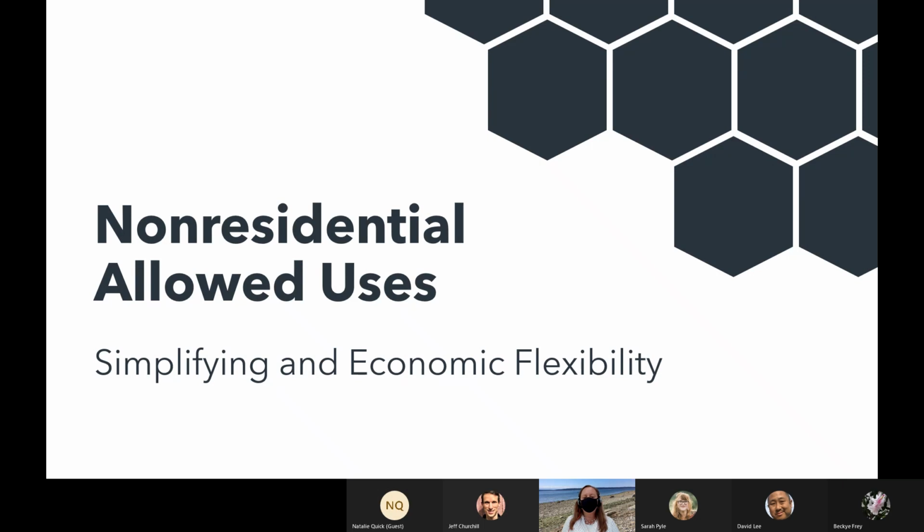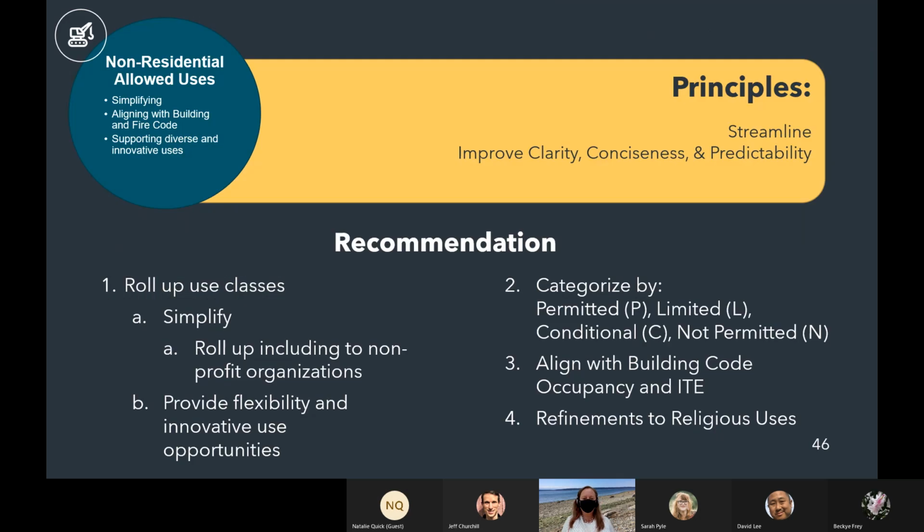We are also looking to improve the opportunity for businesses to locate in Redmond through the non-residential allowed uses. So in this case, our goal is to simplify the long list of uses that are currently allowed in the city by rolling them up into broader use categories and thereby creating more opportunity and flexibility for businesses not only to locate in Redmond, but to remain in Redmond over their life and to possibly move between different zones as they grow and change to meet the needs of their customers.